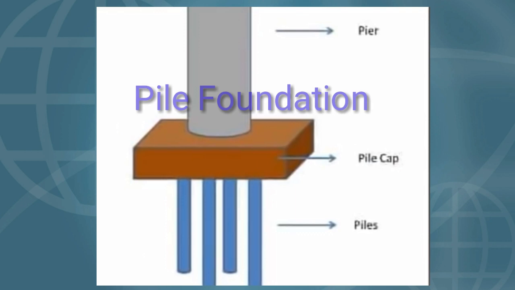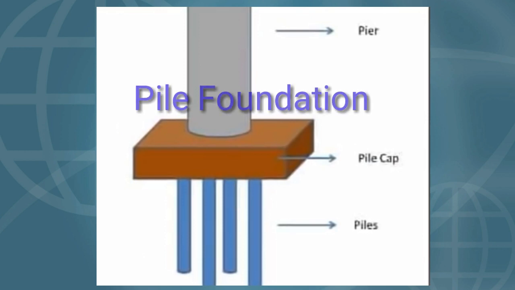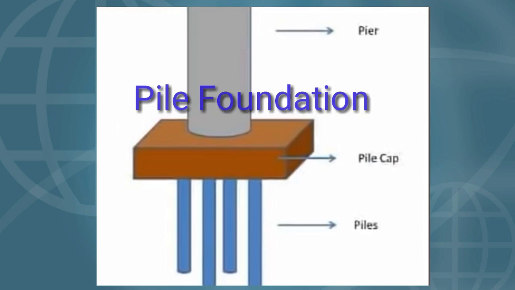Okay, next one is the pile foundation. A pile foundation is a long cylinder of a strong material such as concrete that is pushed into the ground to act as a steady support for the structure built on top of it. So in this picture you can see the four piles are there, and the pile cap is there, and after that the pier is there.